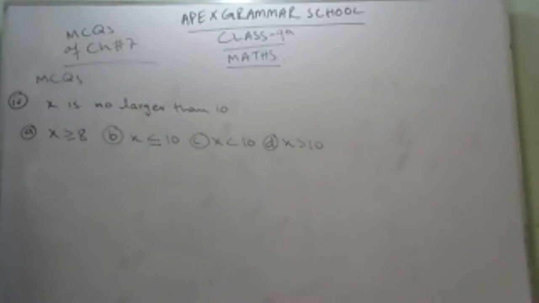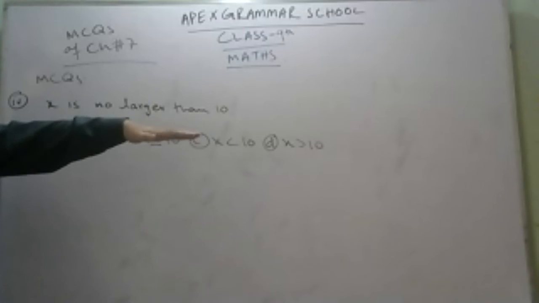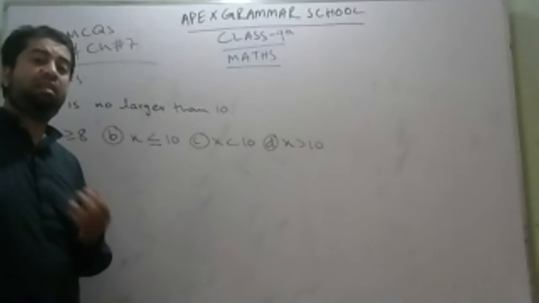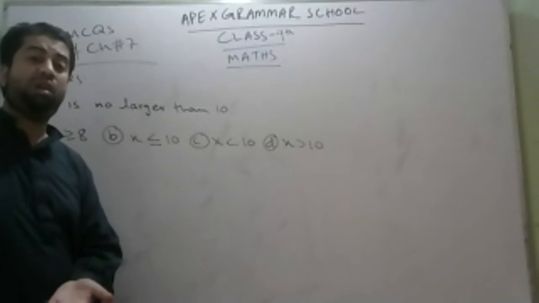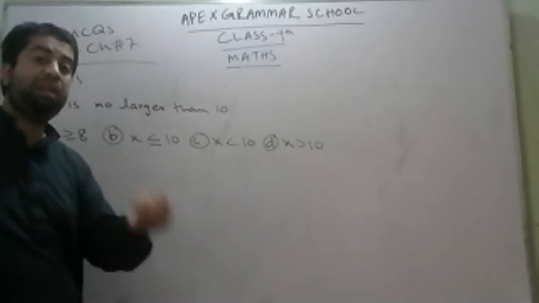Now we need to understand the proper statement of it. X is no larger than 10. What will be its meaning? The phrase no larger contains two meanings. If one thing is no larger than another thing, then the first thing is smaller than that thing, or this thing can be equal to that thing.